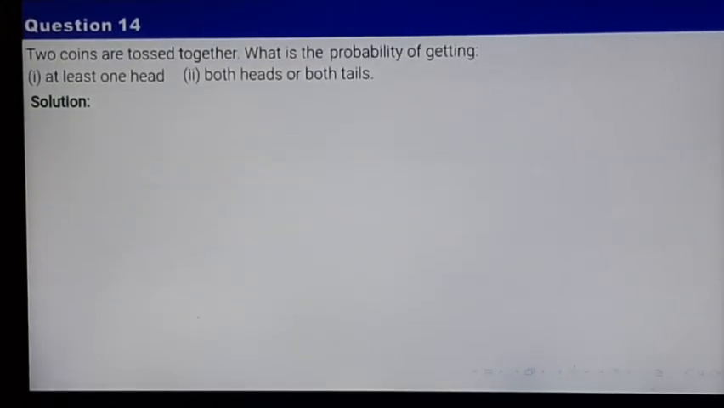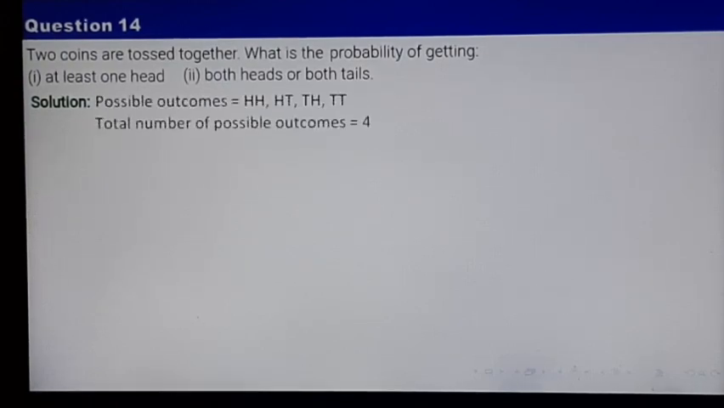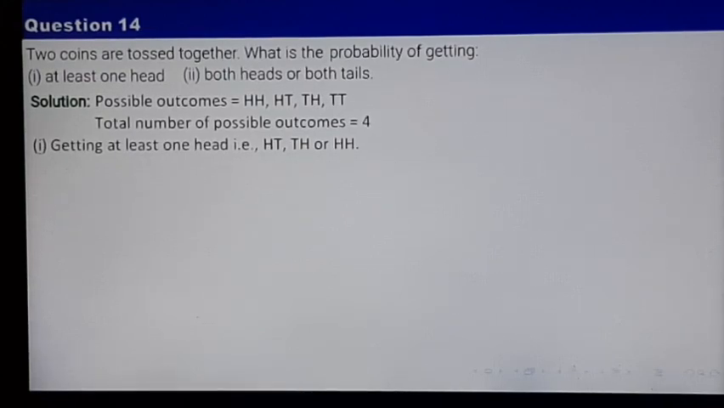Now let's have a look at this question. On the basis of this question, the last two questions are somewhat similar to this, so you will try them by yourself. Okay, so the question says two coins are tossed together. Whenever two coins are tossed together, the possible outcomes will be these, right? Now what is the probability that at least one head appears in the first case, and in the second case both heads or both tails. So let's see each problem one by one.